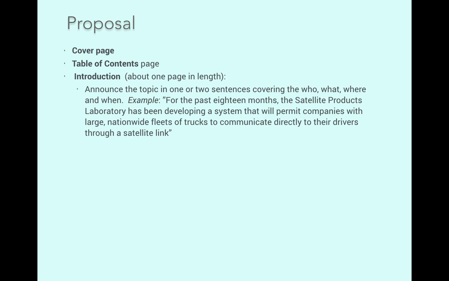So here's an example. For the past 18 months, the Satellite Products Laboratory has been developing a system that will permit companies with large nationwide fleets of trucks to communicate directly to their drivers through a satellite link. So here you can see basically you've got the timeline, the past 18 months, that's your when, and then we've got the Satellite Products Laboratory, your subject, and what are they doing, right? Developing the system. So you want to identify your key players, you want to identify your key subject, and you want to identify basically the timeline you've conducted your study in.